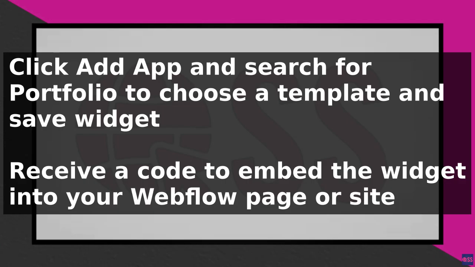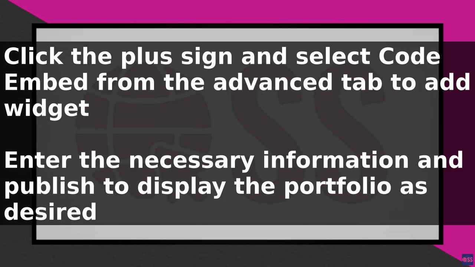To add the widget to your Webflow page, click the plus sign. Select Code Embed from the Advanced tab. Drag it onto the page, and enter the necessary information. After publishing, the portfolio will appear as it did in outside.com.